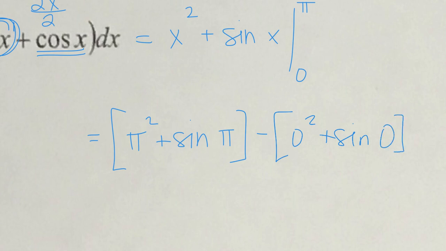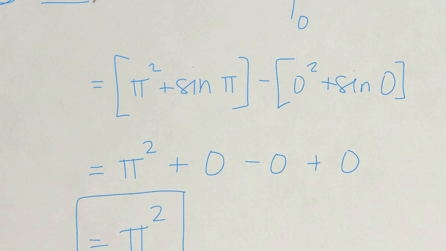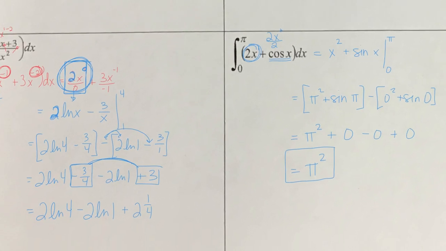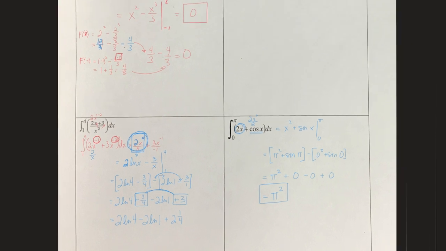Okay, so let's see. If I go to my unit circle, the sine of pi is 0, and 0 squared is just 0, and the sine of 0 is also 0. So pi squared plus 0 minus 0 plus 0 is just pi squared. Okay, so it's decent practice to be able to take an antiderivative and apply that to the fundamental theorem of calculus. Okay, remember we're trying to find the area underneath the curve, between the curve and the x-axis. That is what the integral is asking us to do.